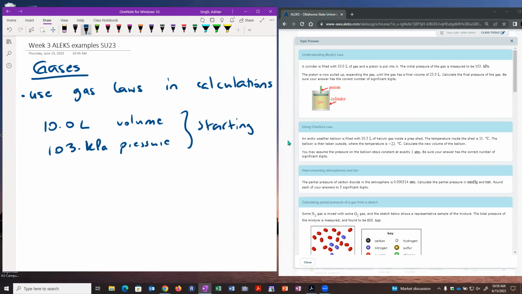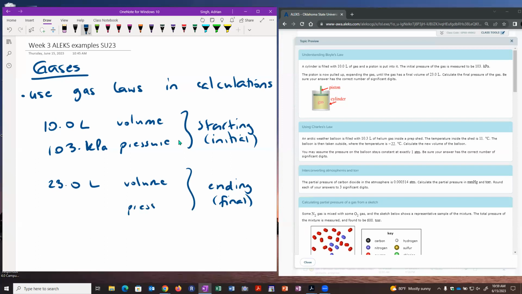And it says the piston is now pulled up, expanding the gas until the gas has a final volume. So final meaning we're going to end. So starting is initial, and ending would be final. And the final volume now, we're told, is 23.0 liters. And we need to calculate the final pressure, right? So in this case, we're told explicitly, we don't know what this is, we need to calculate it.